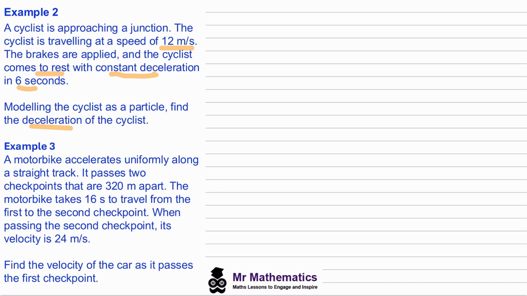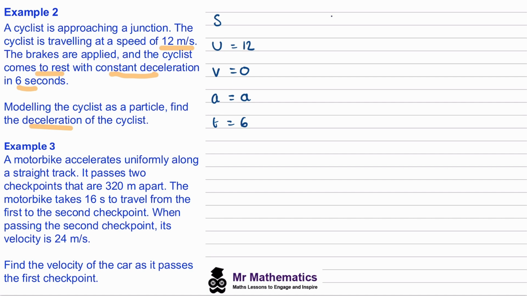So with questions like this, we need to organise our SUVAT values. So we have our displacement, the initial velocity, the final velocity, acceleration, and time. Then we take each of these values from the context of the question. We're travelling with a speed of 12 meters per second. This will be our initial. And then we come to rest. So our final will be 0. And this is with constant deceleration over 6 seconds. So we want to work out a, and we're given that time equals 6.